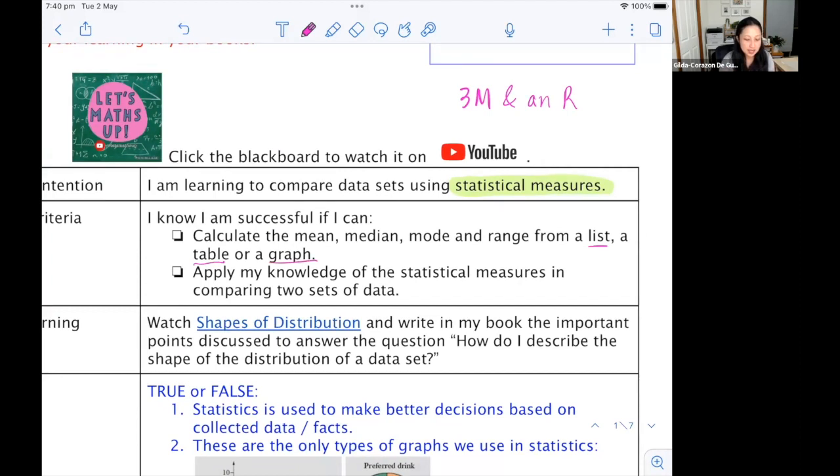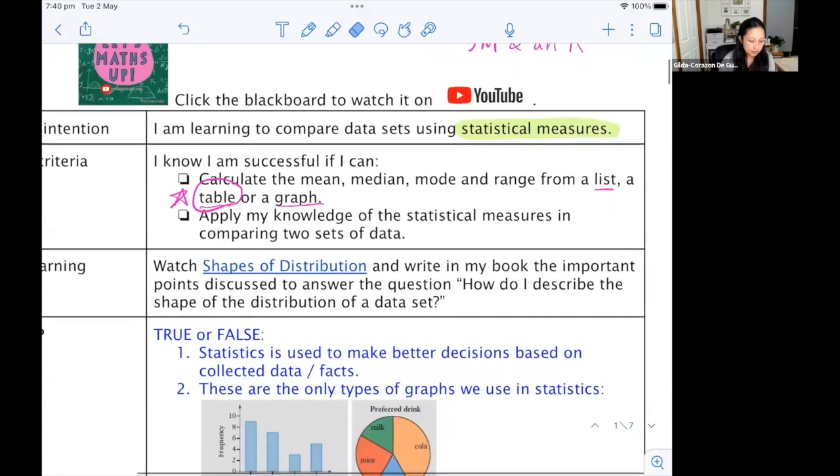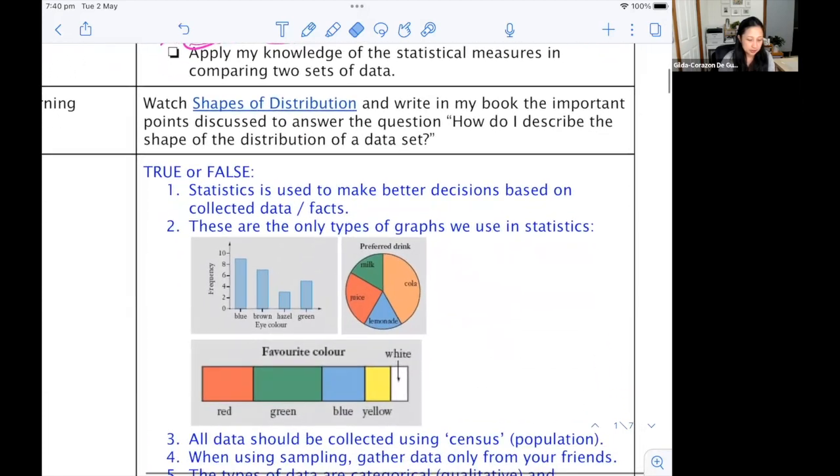So yesterday, what we learned and recalled was calculating the 3 M's and an R from data from a list, and the 3 M's and an R of data from a graph, specifically a dot plot, right? But this is the one that we haven't learned from yesterday, okay? So this is the one we want to emphasize for today. But let's maybe go over all the questions that we did yesterday.